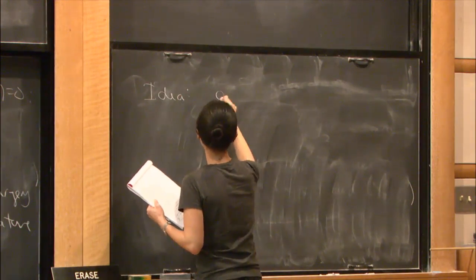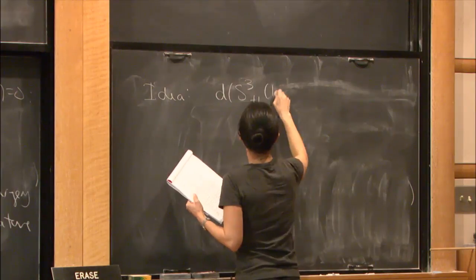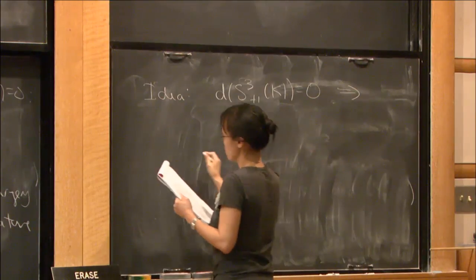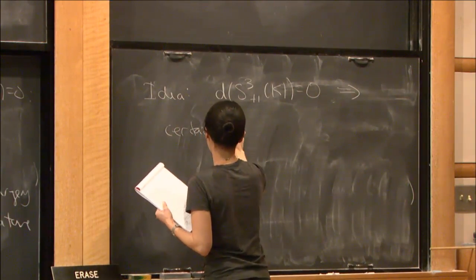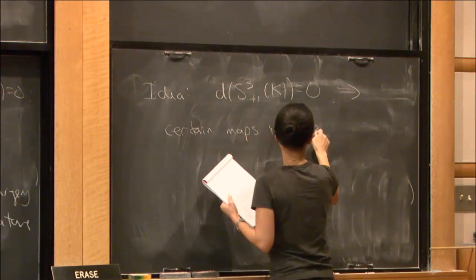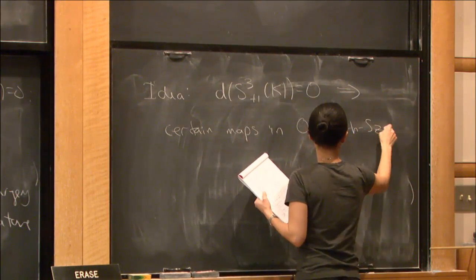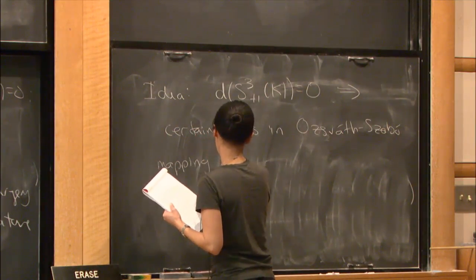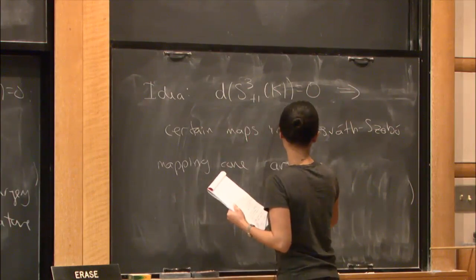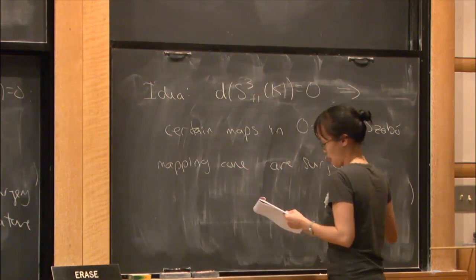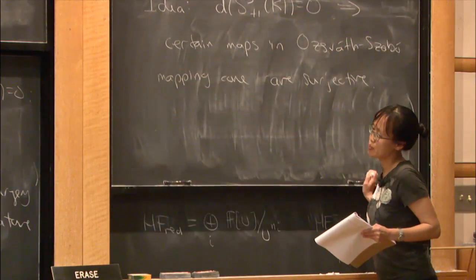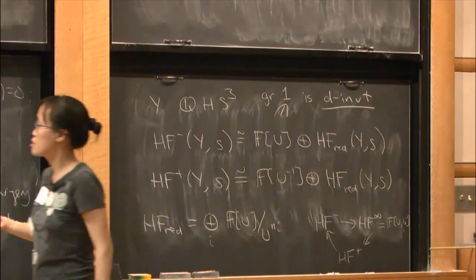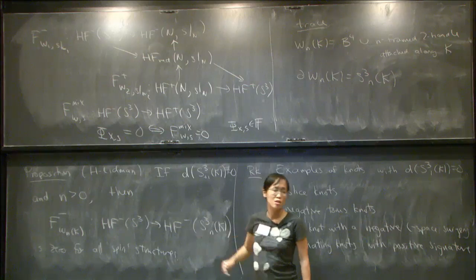So the idea is that if d of +1 surgery is 0, certain maps in the Ozsváth-Szabó mapping cone are surjective. Now, let me show you how the theorem follows from this proposition.